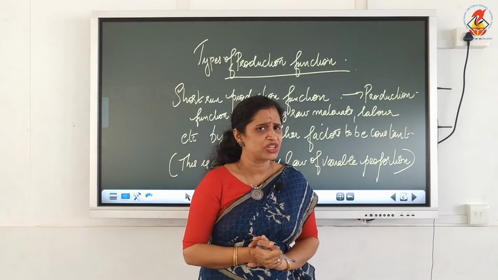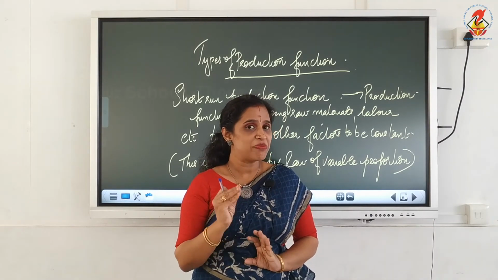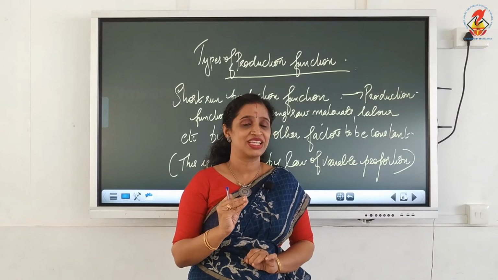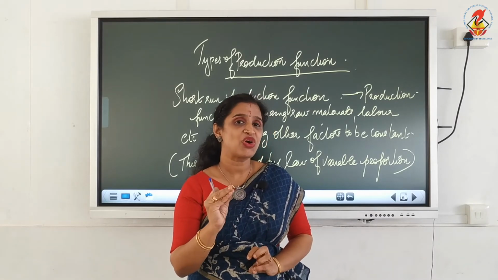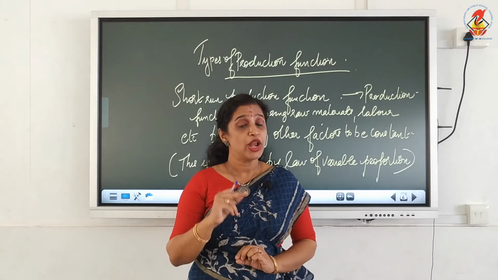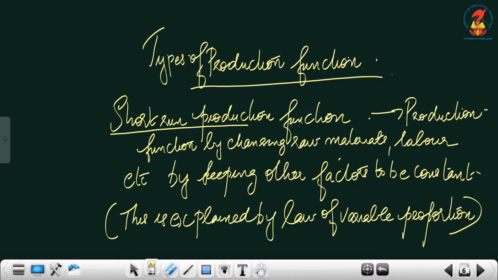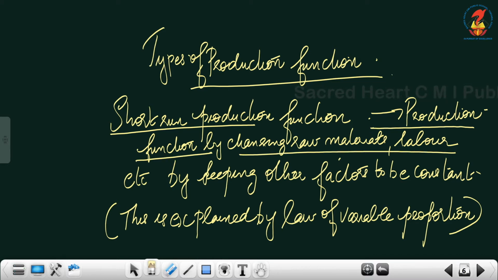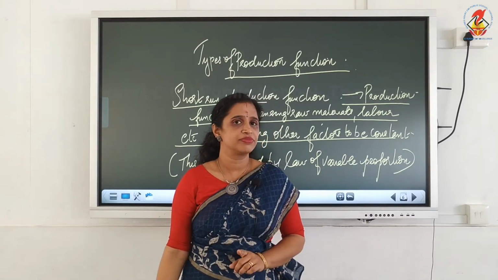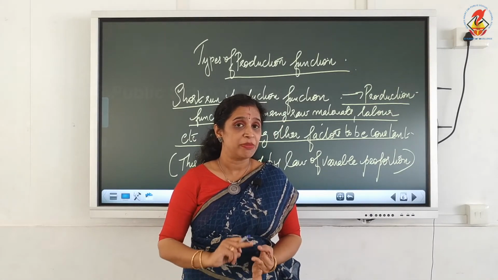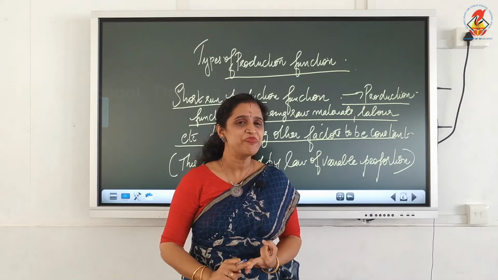What is a short run production function? You know that, isn't it? Only by changing the variable factors. If we are changing the production, we call it as short run production function. Now long run production function, all the variables, isn't it? Let us see. Short run production function can be defined as follows. The production function by changing the raw materials, labor, etc. by keeping other factors to be constant. Which are the factors which are constant in short run? Land, building, machines, all these are constant in the short run.